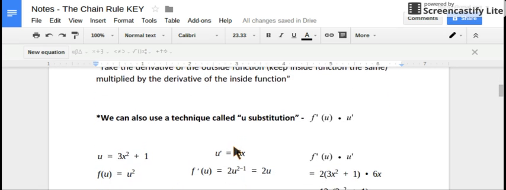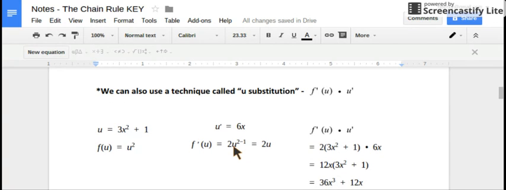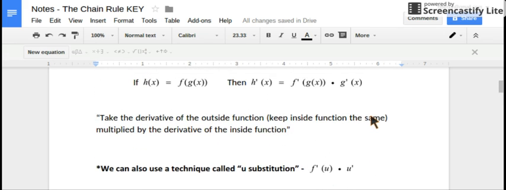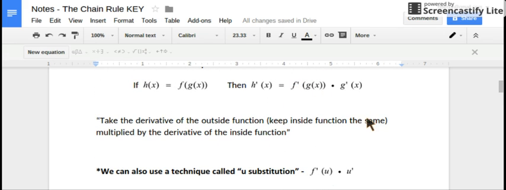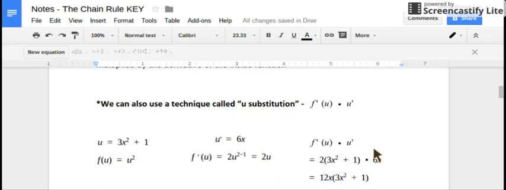Another way we can look at it is using this technique called U substitution. U substitution is a technique that we can use when we're finding derivatives of more complicated functions. So let's introduce it right now because it allows us to simplify the notation of the chain rule. It's still saying take the derivative of the outside function, keep the inside function the same, and then multiply by the derivative of the inside function with a lot less symbols.